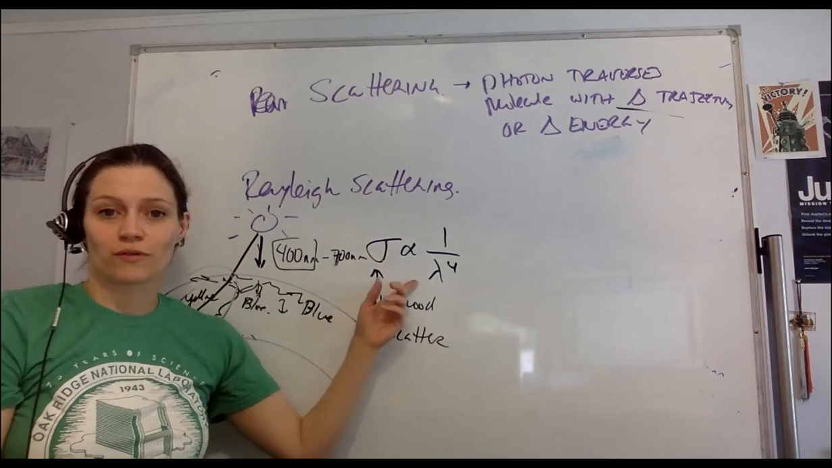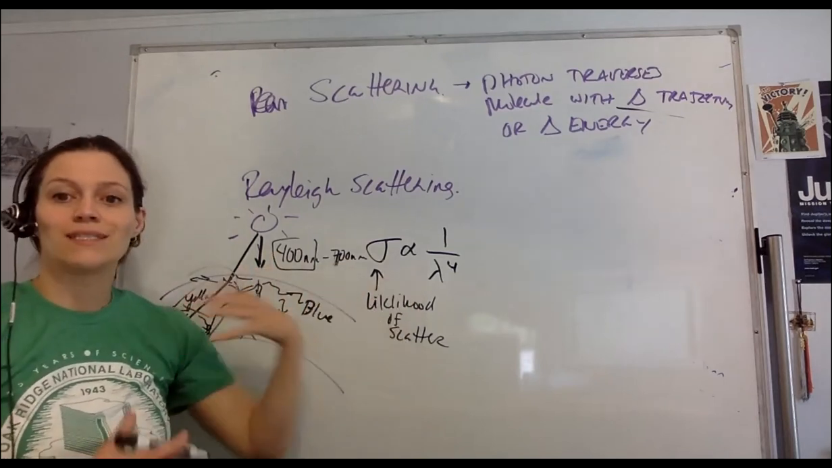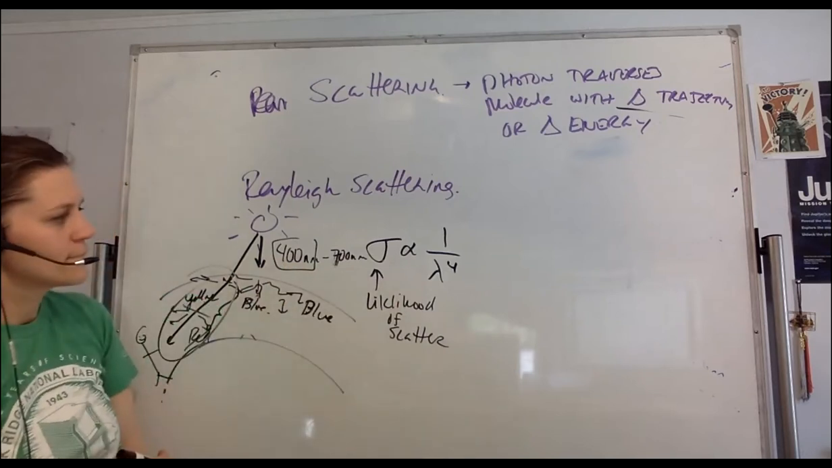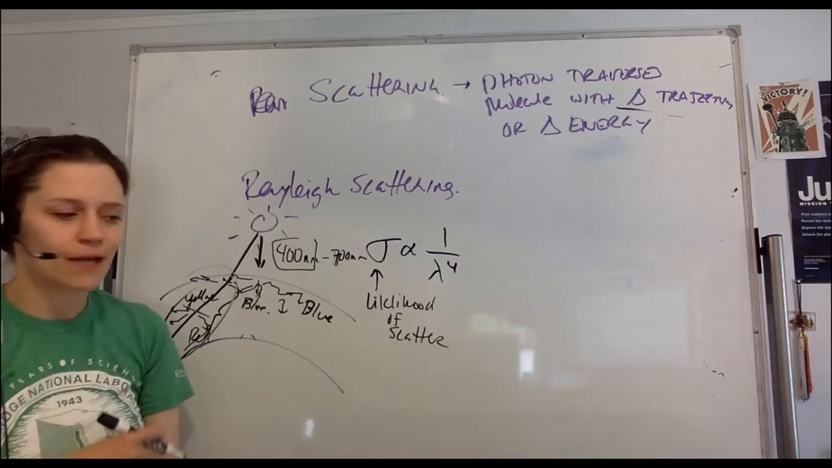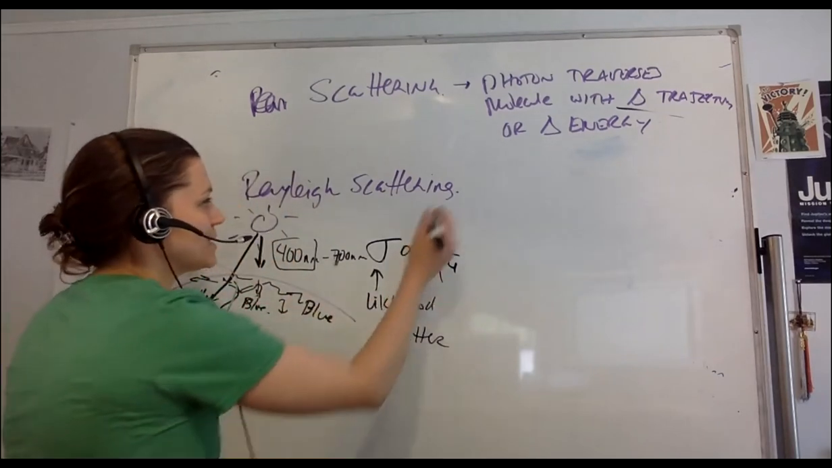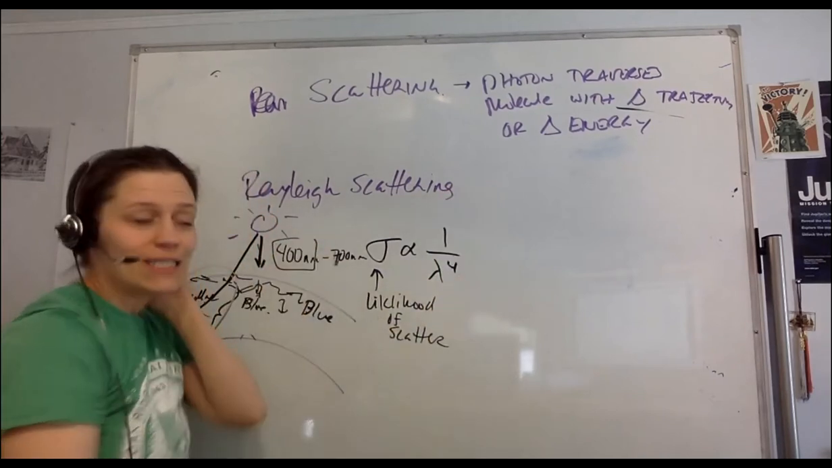So it goes like 1 over lambda to the 4th. That doesn't mean that red light doesn't scatter. It's just that the intensity of the blue light that scatters is much, much more. Go team, Rayleigh scattering. This happens so often, light scatters like crazy.